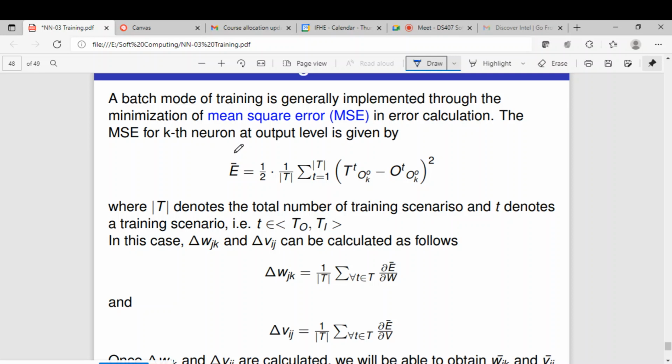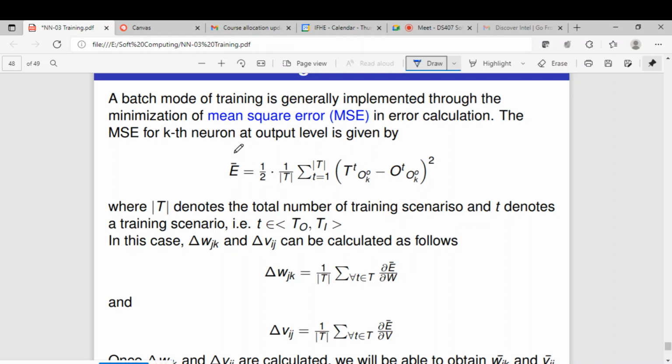So here T represents the total number of training set. In your training data set, how many data points are there? That is what this T is. So here we are dividing by 1 by 2 into 1 by T, sigma t equal to 1 to T. So this represents the number of training samples. If there are 80 training samples, this will go for 80 times.